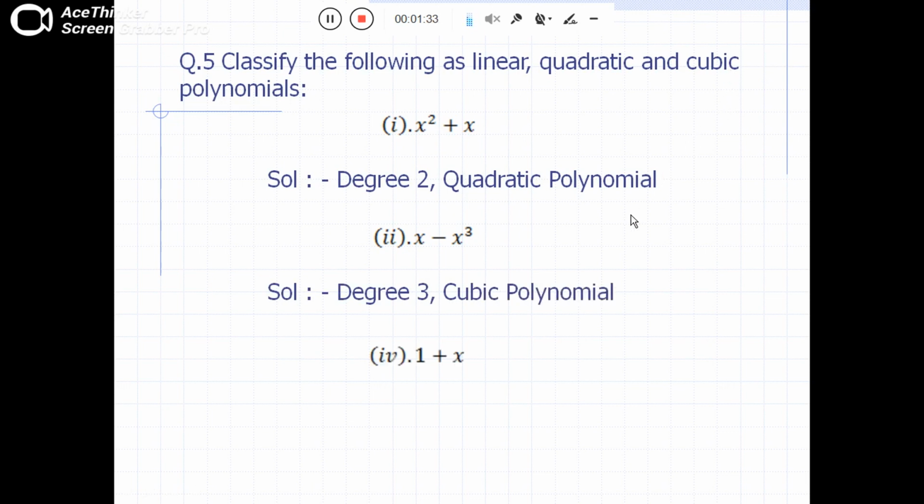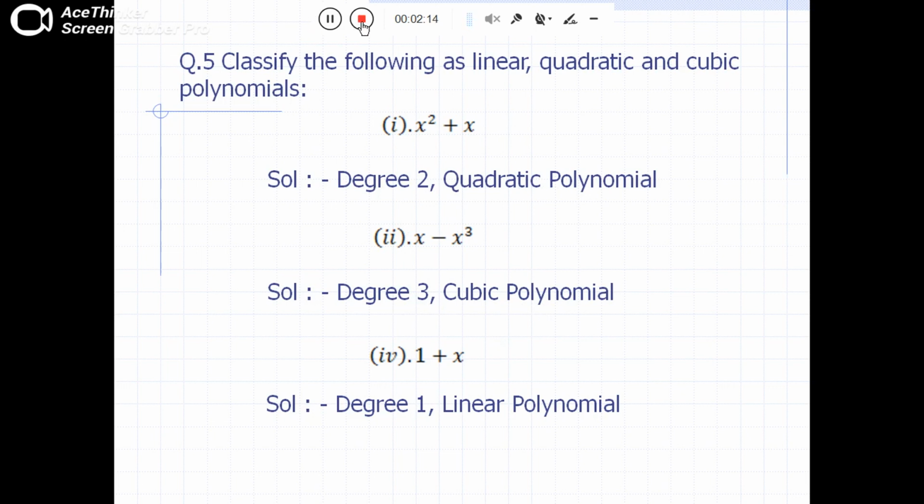See the next part. The next polynomial given is 1 plus x. In this the variable is x and its power is 1, which means its degree is 1. So since the degree is 1, this polynomial is a linear polynomial. Okay students, as we have discussed, linear, quadratic and cubic polynomials are based on the degree. If the degree is 1, the polynomial is linear. If the degree is 2, it is quadratic. If the degree is 3, it is a cubic polynomial.